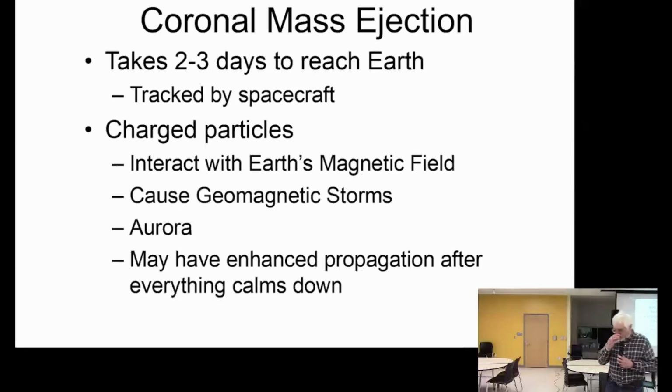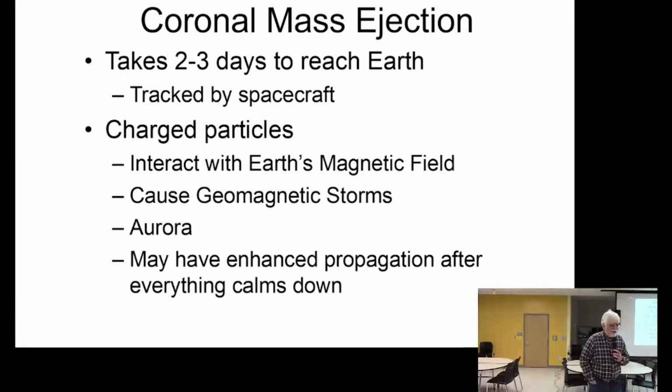Okay, now you get coronal mass ejections. As I said, when the flux tubes collapse and they blow the material away, this is actual physical material. It's charged particles. They actually have a magnetic field, and it takes 2 to 3 days to reach the Earth. There are spacecraft a long way away from the Earth. Some of them are between the Earth and the Sun. Some of them are just in big Earth orbits, so that there's almost always one in the direction of the Sun or closer to the Sun than the Earth.